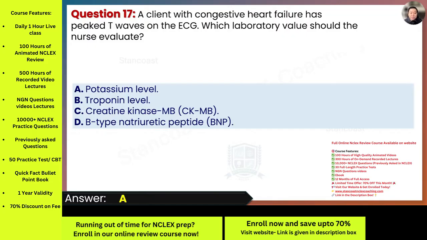Now, in this client with congestive heart failure, the hyperkalemia can happen maybe due to renal impairment because the kidneys are not working as well due to the poor blood flow, and maybe due to the use of potassium-sparing diuretics such as spironolactone, or the use of angiotensin-converting enzyme inhibitors that may prevent potassium from being excreted properly. And so when you see those peaked T waves, your next step is to check the potassium level right away. So this is the most critical lab value to evaluate.